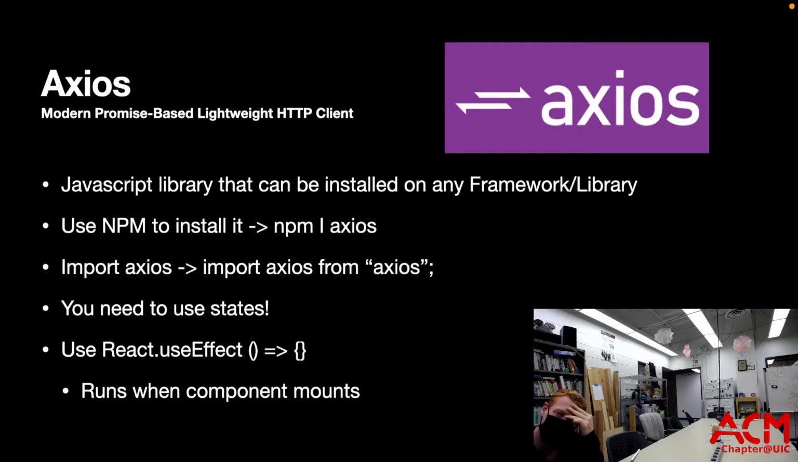Axios is what they call a modern promise-based lightweight HTTP client, and this is what most people will use, just because Fetch has some very annoying limitations, as we talked about before. You can use npm to install it: npm install axios. You import it. The import statement will pretty much be the same across all frameworks.